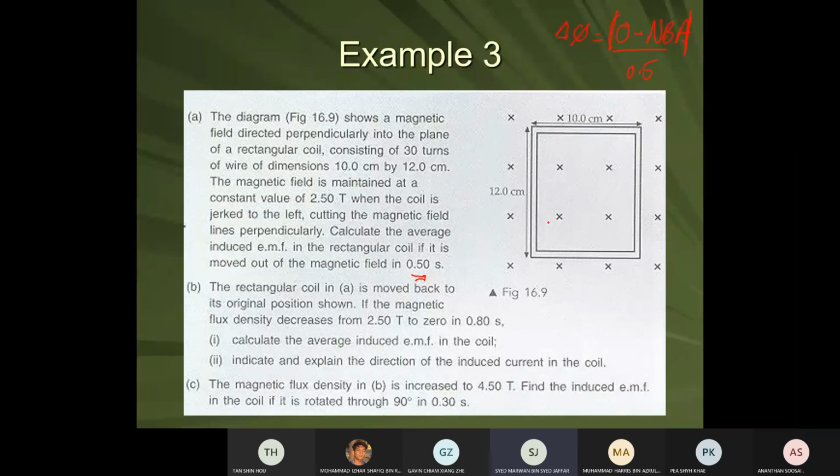The flux is decreasing, so the current must flow such a way as to increase the flux. To increase the flux, you need to strengthen the original magnetic field, right? So use your right hand grip rule. Your thumb must point where? Into the page. Point your thumb into the page and check which direction your fingers are showing. Clockwise or anti-clockwise? Clockwise.